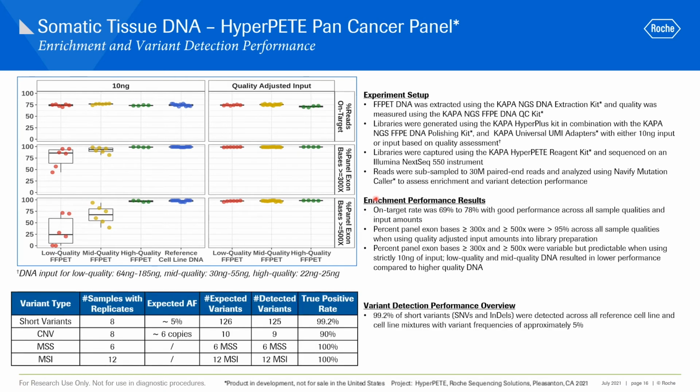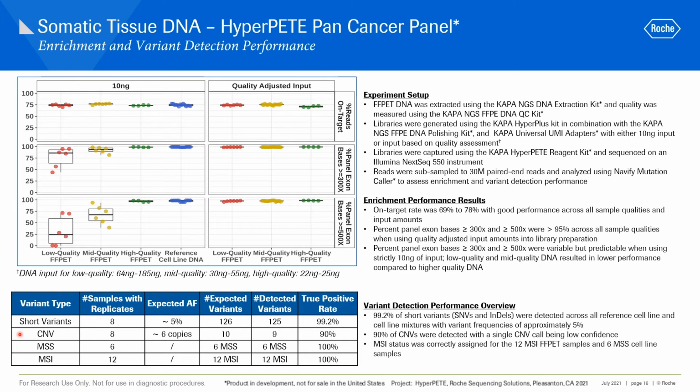As for variant detection performance, I'm giving you an overview here. So we start with short variants. This includes both SNVs and indels. And we had 99.2% of all of the short variants detected in these samples. And this is 125 out of 126 expected variants. For CNVs, we detected 9 out of 10 of the expected variants. For one of the CNVs, we missed this call, but that's because it was called as low confidence. So you can still see the output of it. It's just not considered a high confidence call.